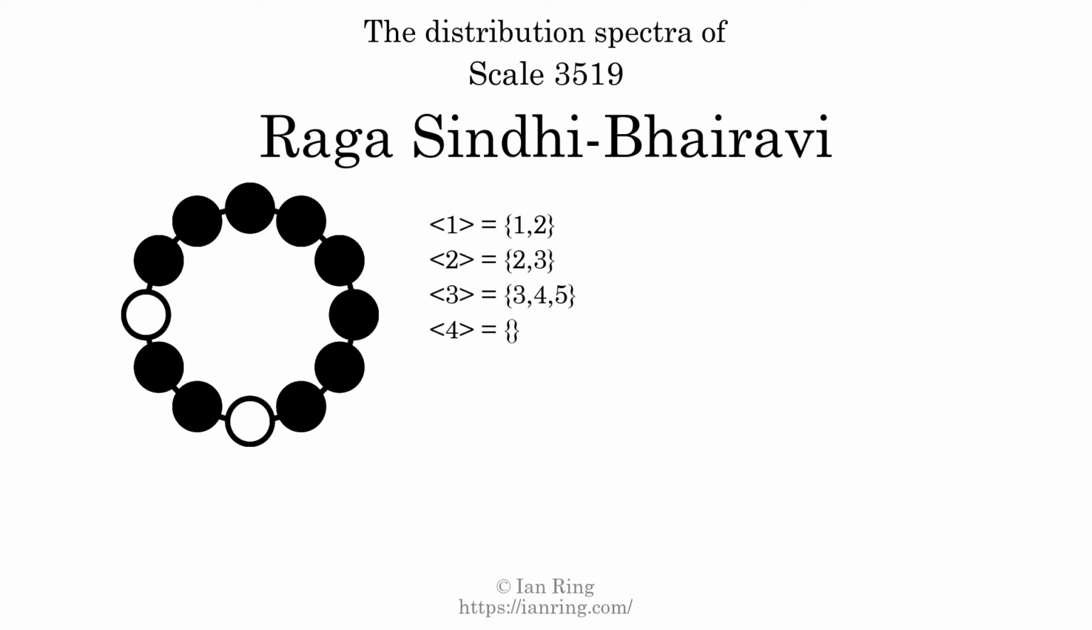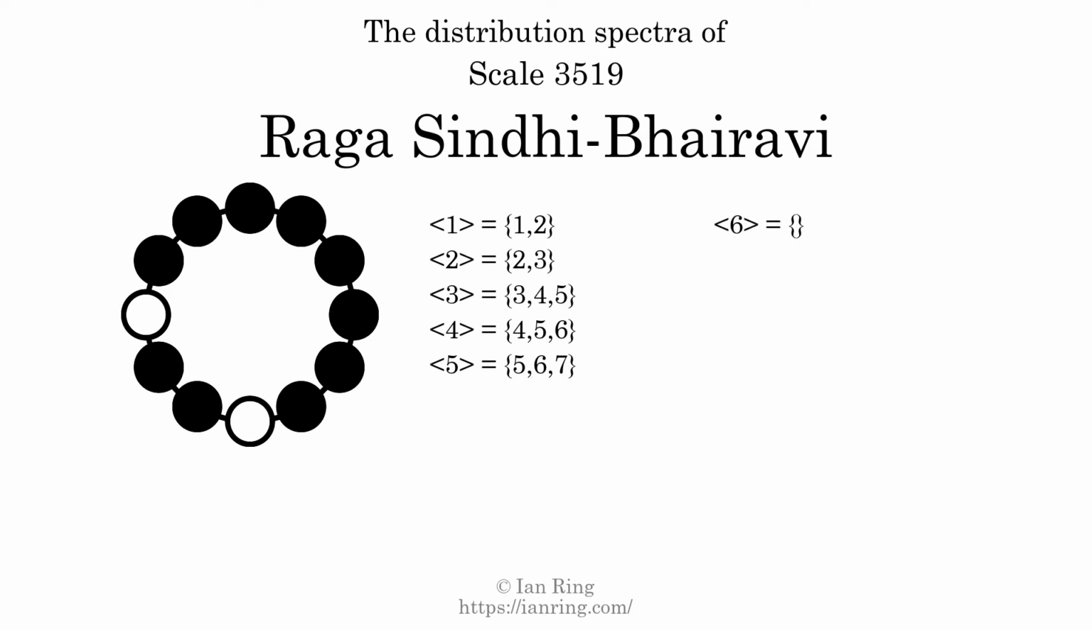The generic interval of 4 scale steps comes in 3 different specific interval sizes: 4 semitones, 5 semitones, and 6 semitones. The spectrum width of this generic interval is 2. The generic interval of 5 scale steps comes in 3 different specific interval sizes: 5 semitones, 6 semitones, and 7 semitones. The spectrum width of this generic interval is 2.